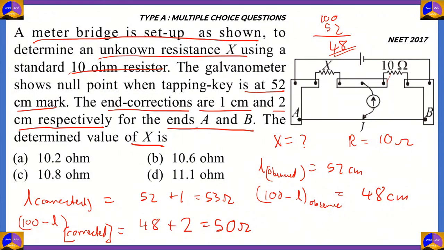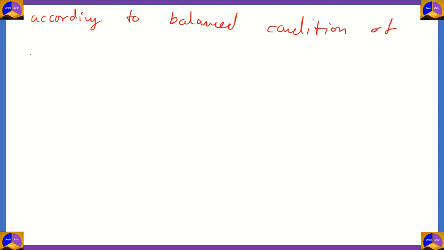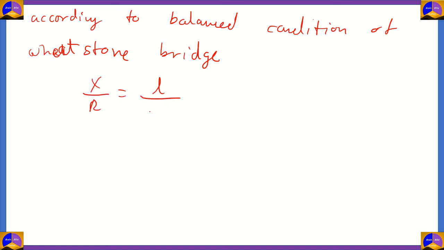So now we know the corrected values of L and 100 minus L. What we can do is apply the balance condition of the Wheatstone bridge. According to the balanced condition of the Wheatstone bridge, we can write X by R as equal to L divided by 100 minus L.